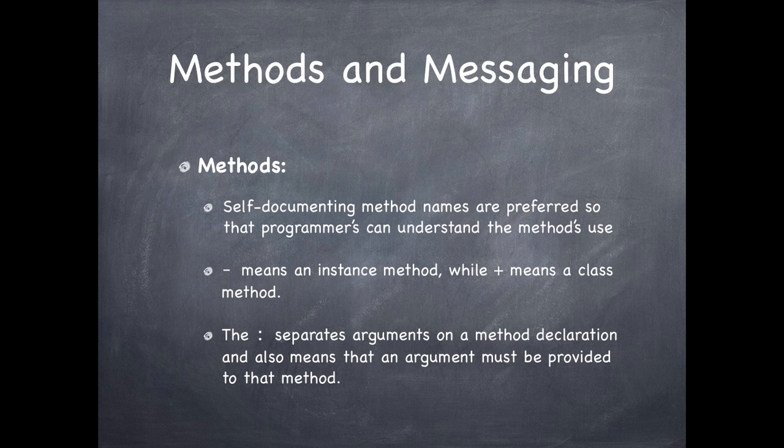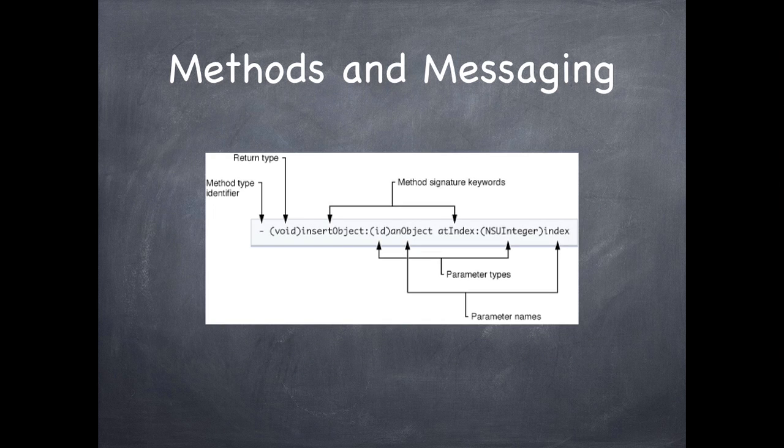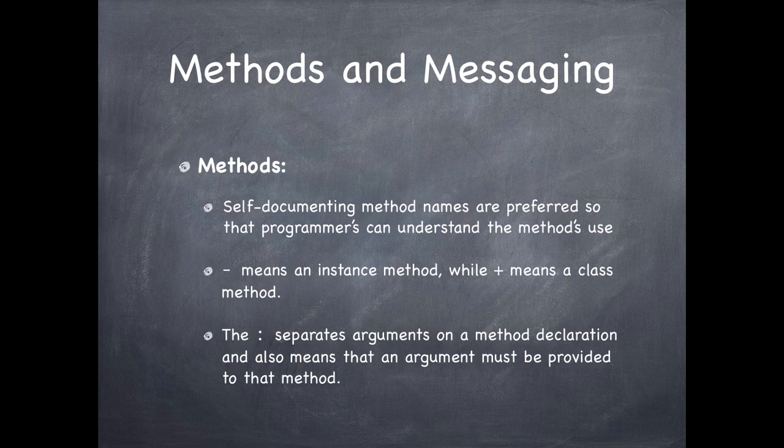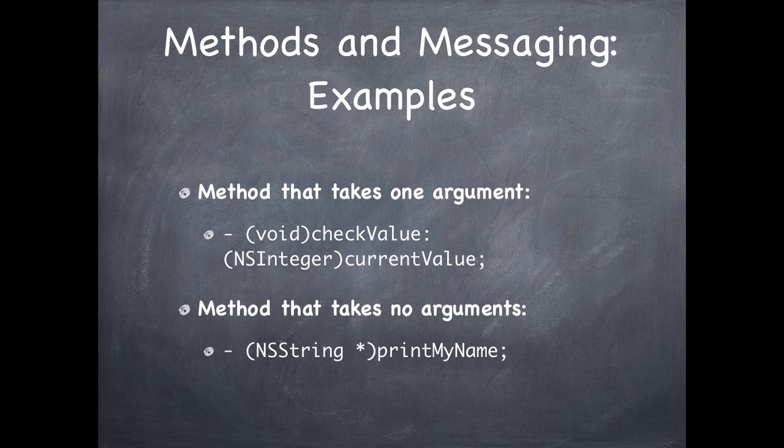Okay. And the colons, as you can see, separate the method signature keywords and their arguments too. So I'll show you some of these declarations right here. We have a method here that takes one argument. It's an instance method, as you can see from the very left, a minus sign or a dash sign. It returns nothing, because void means it returns nothing, going from left to right. Check value is the name. So check value colon, and then we take one argument, called current value, and it has type NSInteger.